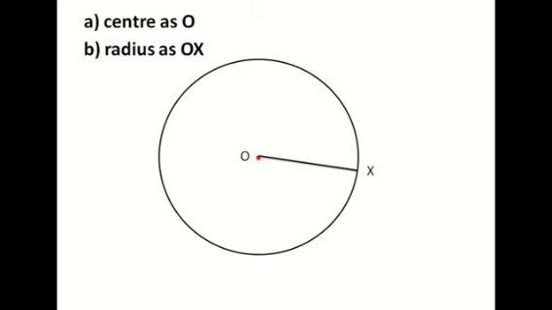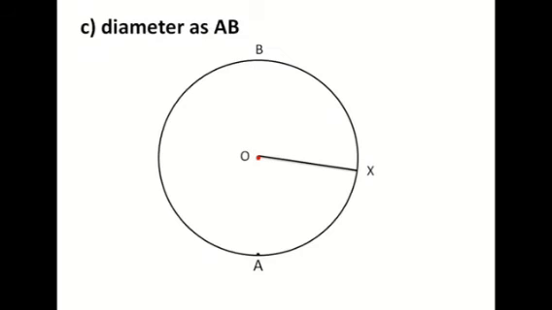Okay, let's go ahead. Next question is you have to mark diameter as AB. So I have taken one point A here and one more point B here. So you choose any 2 points on the circumference and join them passing through the center O. Okay, so let's do it. So AB is the diameter here. Have you done? So go for the next answer.